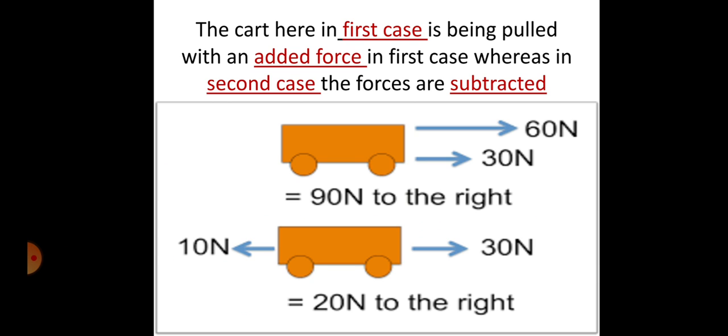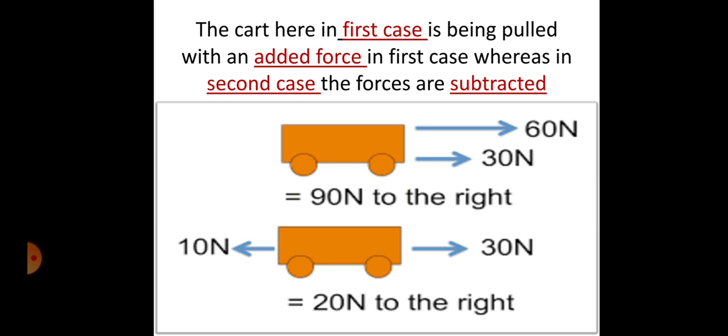Now you see a case of a cart here. See, in the first case, a cart is being pulled by two forces, 60 Newton and 30 Newton, towards one direction. Thus, the cart moves with the sum of the two forces, 60 plus 30 equals 90 Newton, towards the right, towards both the forces.